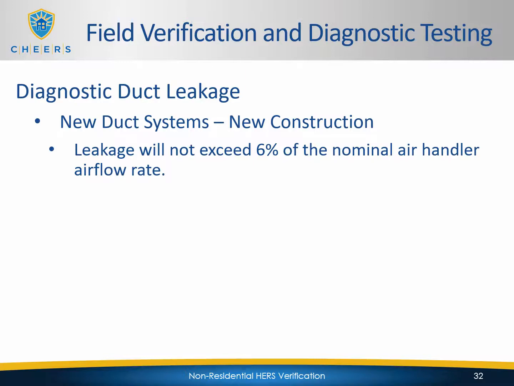So for those new duct systems, and this is primarily for new construction, the leakage rate will not exceed 6% of the nominal air handler airflow rate. So for the 2016 standards, for residential, that value dropped from 6% to 5%, whereas the non-res side has stayed at 6% of the nominal air handler airflow rate.